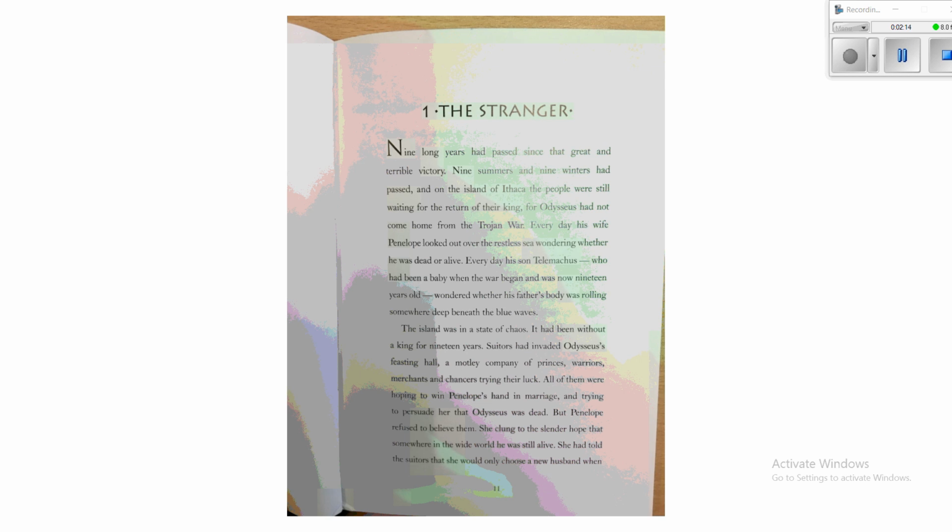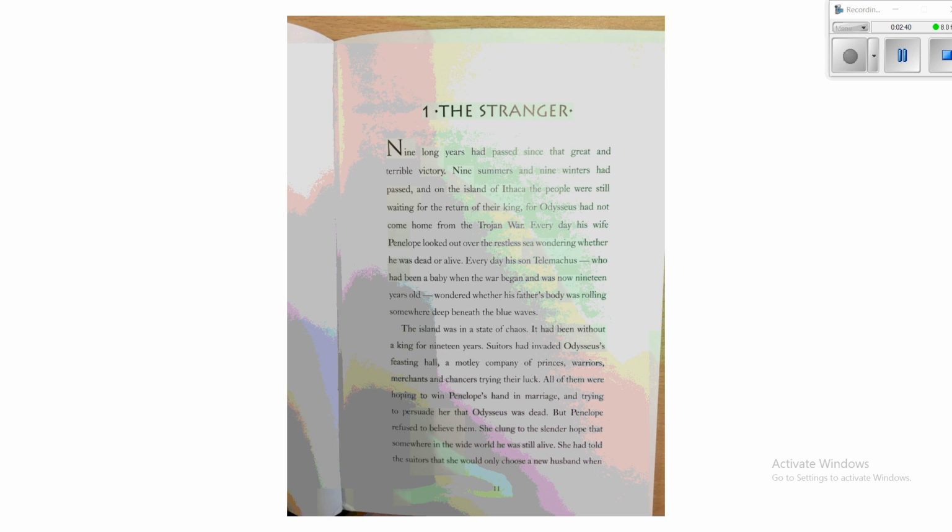The island was in a state of chaos. It had been without a king for 19 years. Suitors had invaded Odysseus's feasting hall, a motley company of princes, warriors, merchants, and chancers trying their luck. All of them were hoping to win Penelope's hand in marriage and trying to persuade her that Odysseus was dead. But Penelope refused to believe them. She clung to the slender hope that somewhere in the wide world he was still alive.